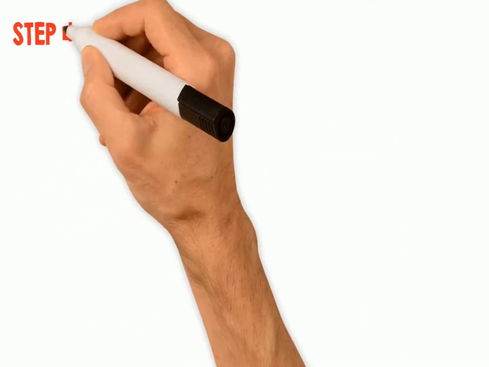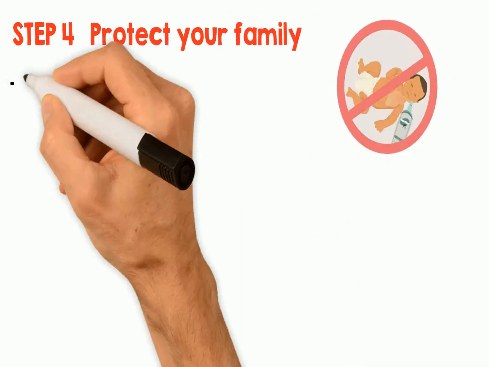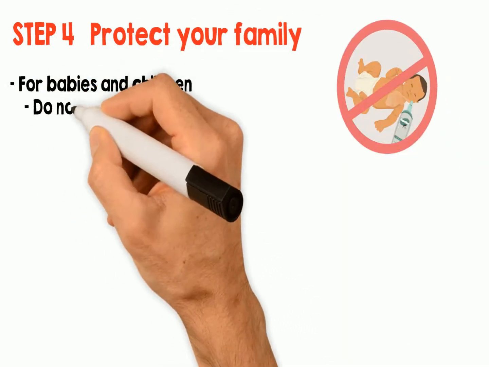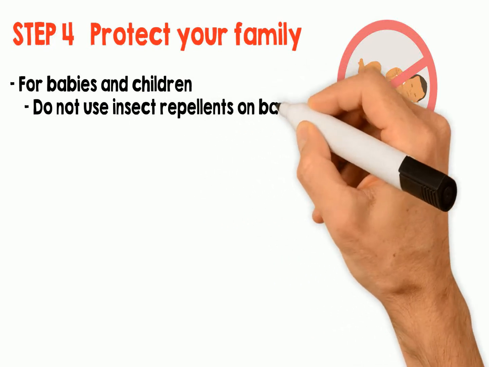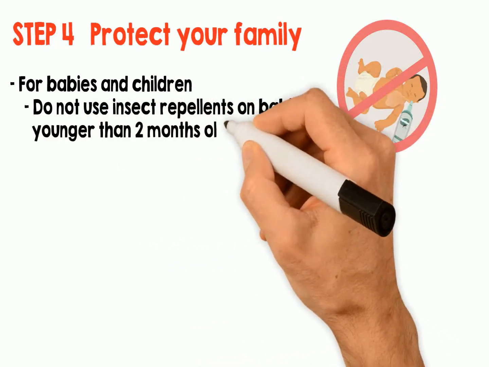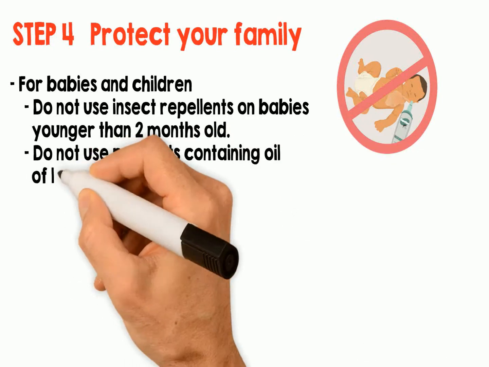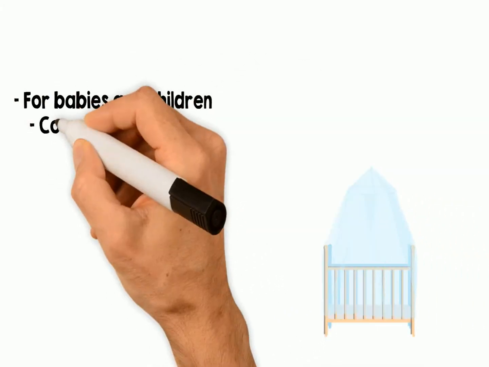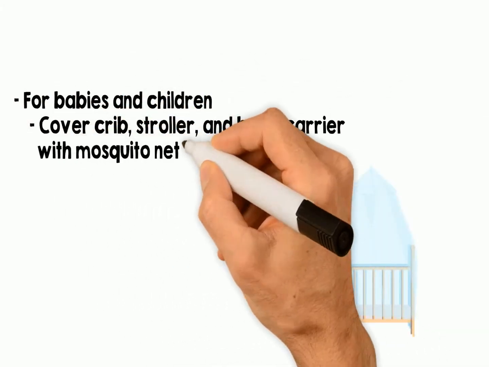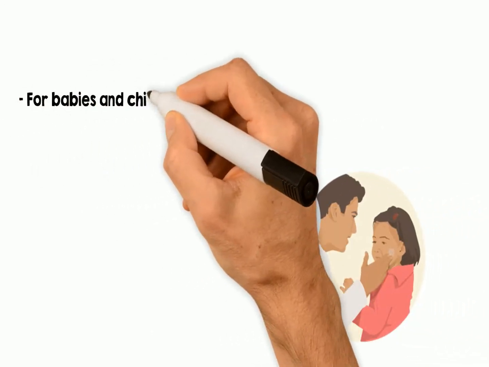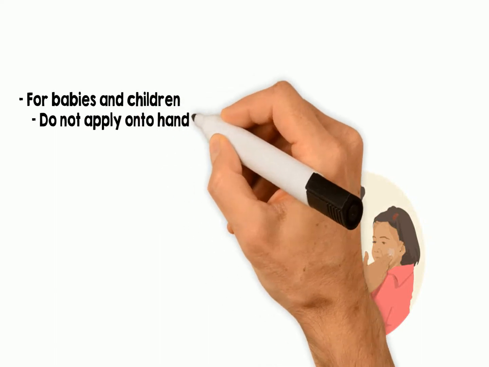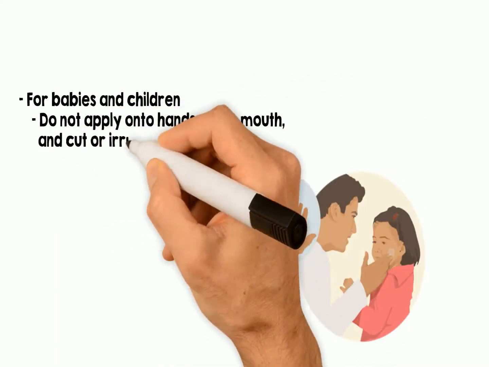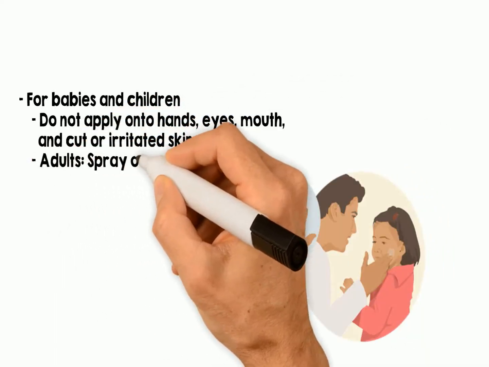Step 4. Protect your family. For babies and children, do not use insect repellents on babies younger than 2 months old. Do not use products containing oil of lemon eucalyptus or paramethanediol on children younger than 3 years old. Cover crib, stroller, and baby carrier with mosquito netting. Do not apply onto hands, eyes, mouth, and cut or irritated skin. Adults, spray onto your hands and then apply to a child's face.